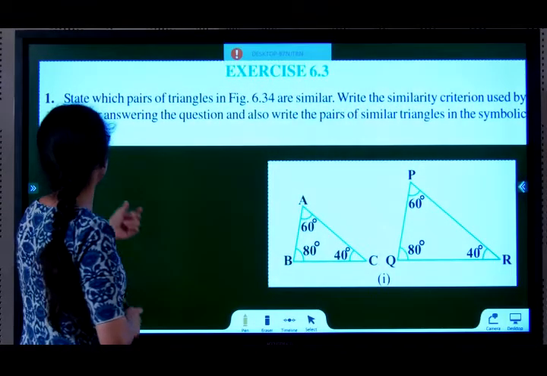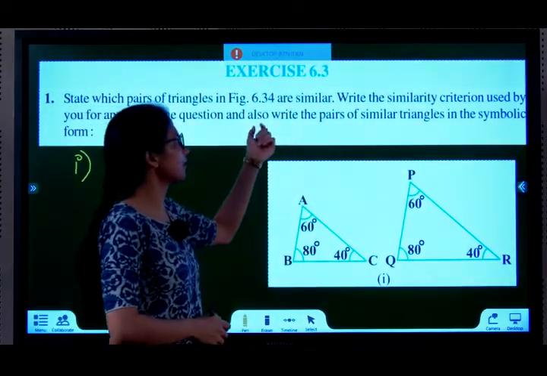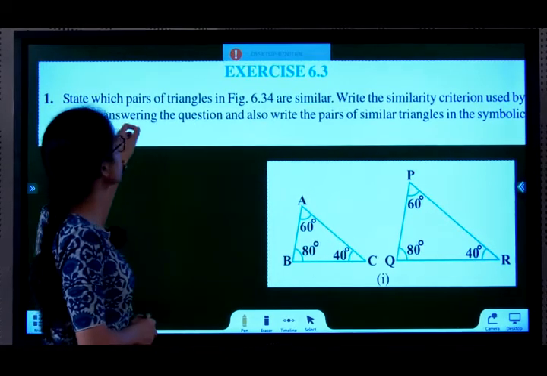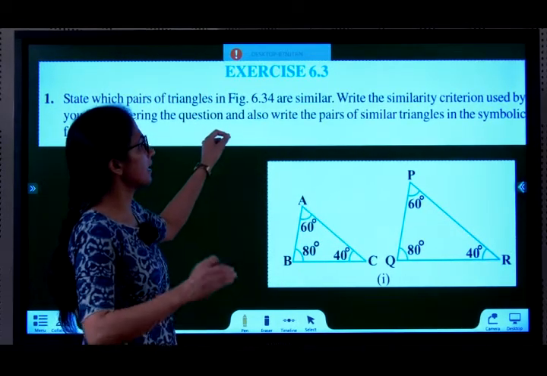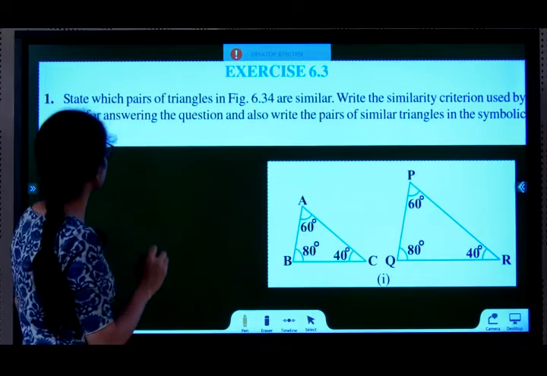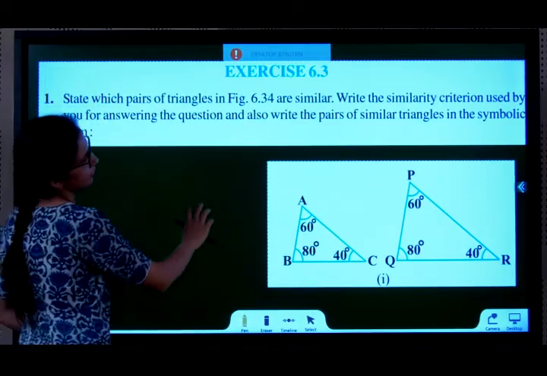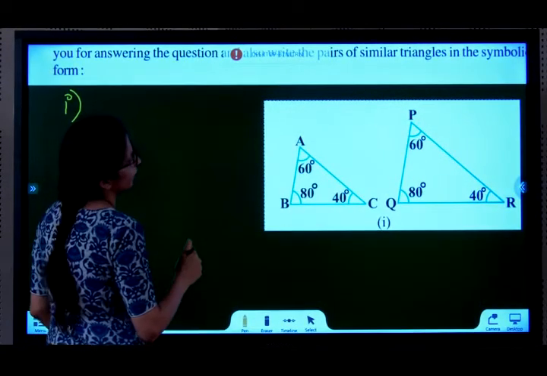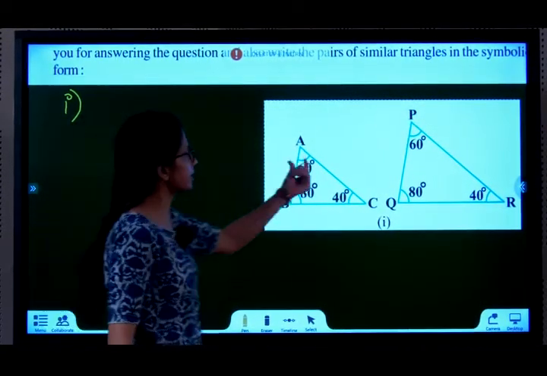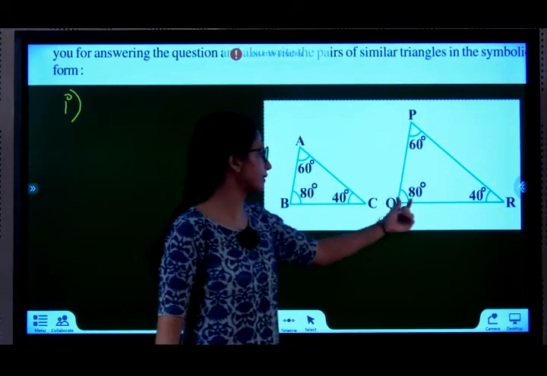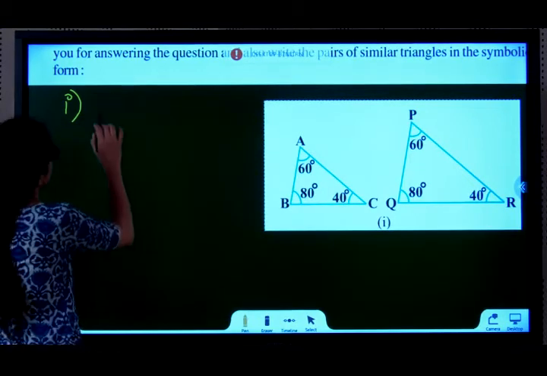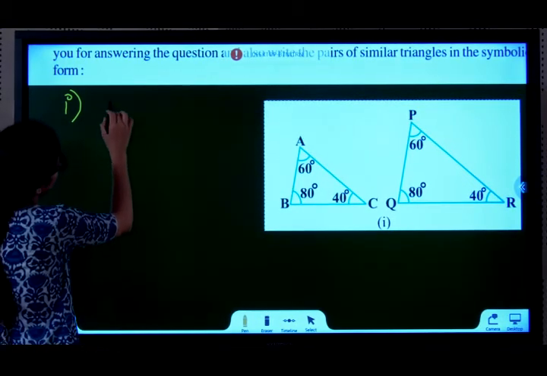Exercise 6.3, state which pairs of the triangles are similar. Write the similarity criteria used by you for answering the questions and also write the pairs of similar triangles in the symbolic form. So basically just see whether it's similar or not, state whatever is similar to whom. Okay. So now if you look here, 60 degree, 60 degree, 80 degree, 80 degree, 40 degree, 40 degree. The two triangles are similar, AAA criteria. So you can do it quickly, write down.